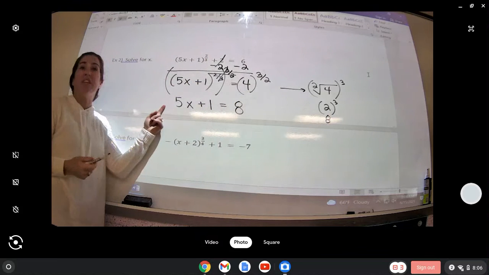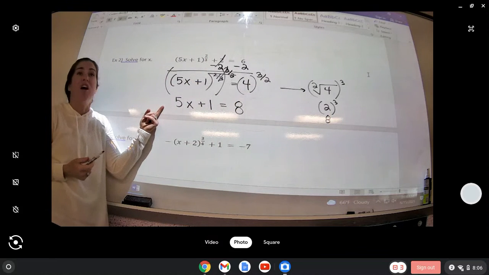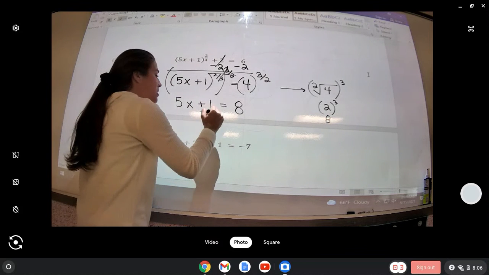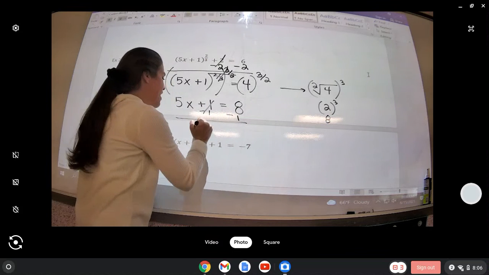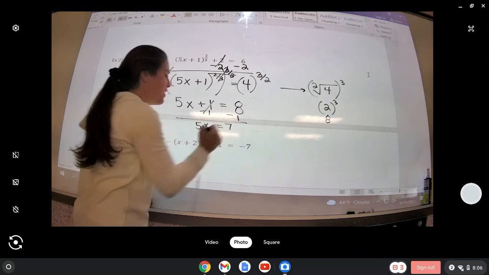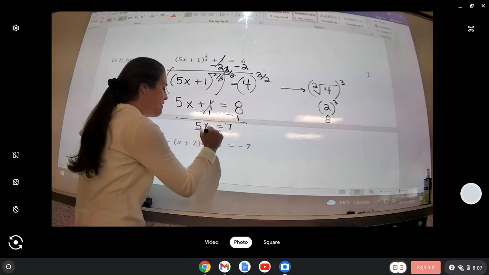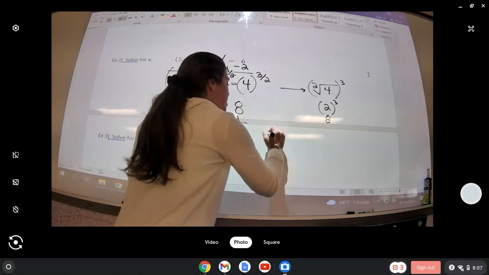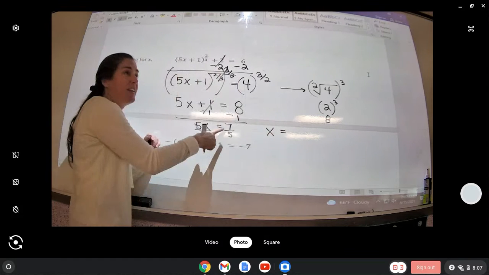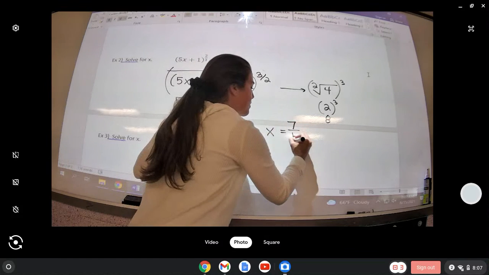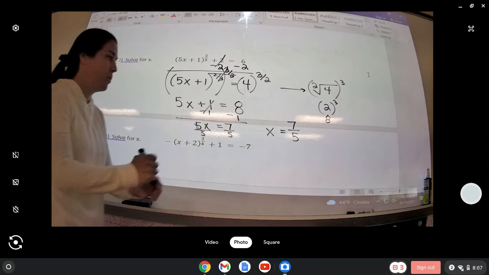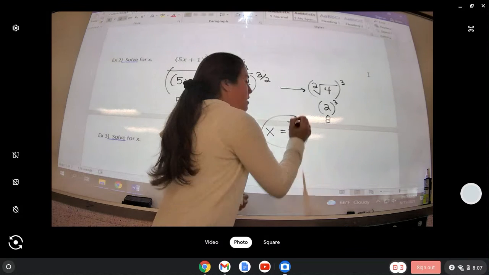And now you're just left with this little tiny equation to solve for x. So hopefully this feels like normal. Let's minus our 1. We get 5x equals 7. Divide both sides by 5. And you end up with a fraction as your answer, which is fine. And you get x equals, it doesn't reduce, 7/5. And you're done.